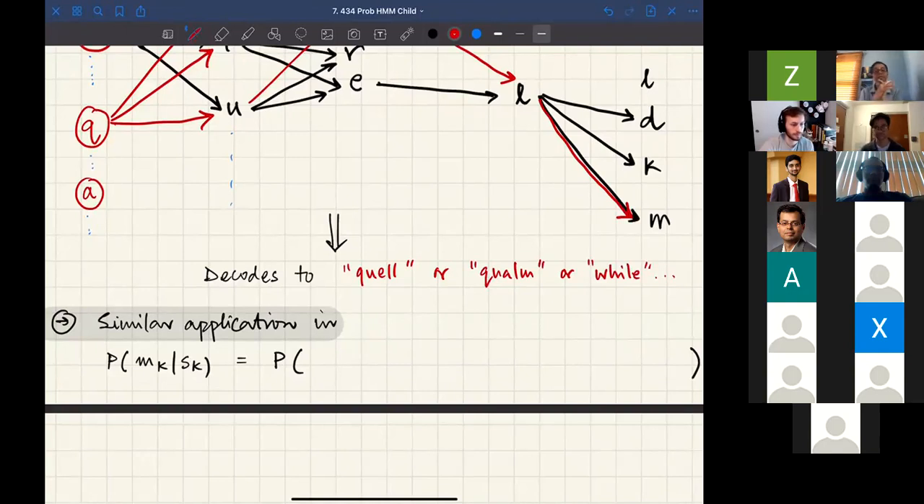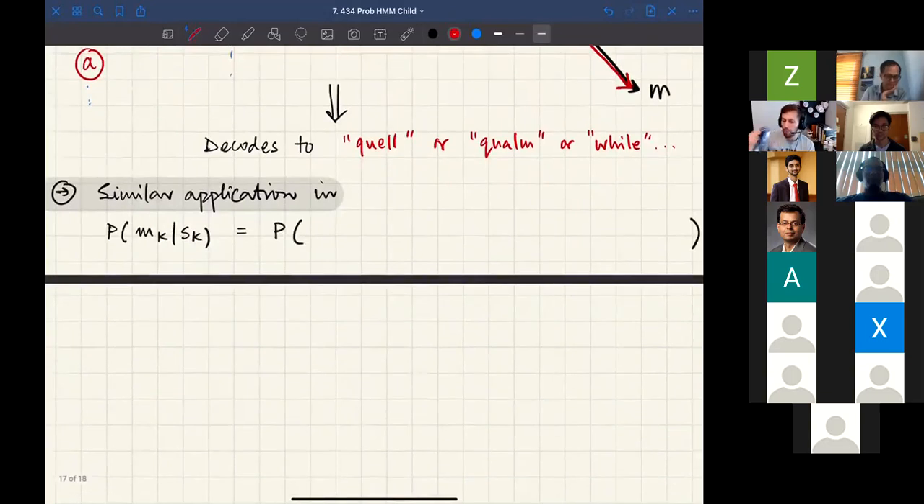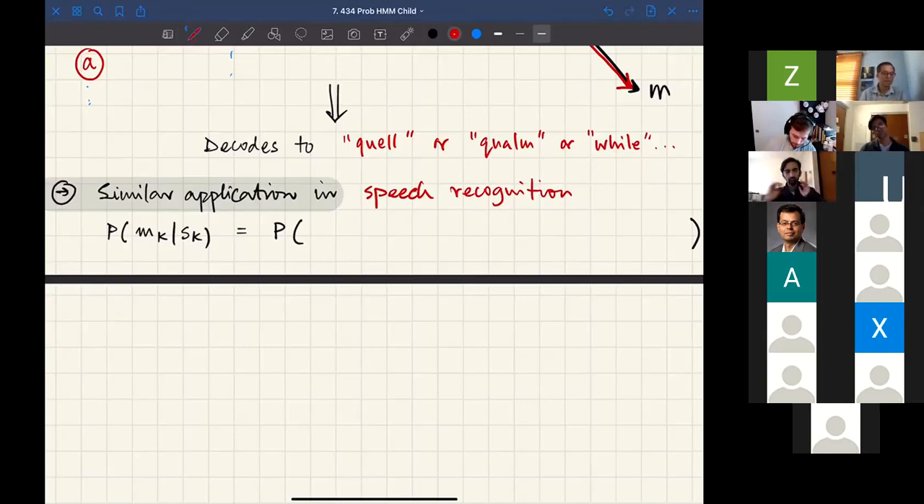Okay. I hope this gives you more clarity on HMMs, because we're not only doing it for motion tracking, there are various other ways to actually use the same ideas. Okay. And a quick one in speech recognition. Can someone tell me how you can now think of speech recognition? You think of speech recognition the following way.